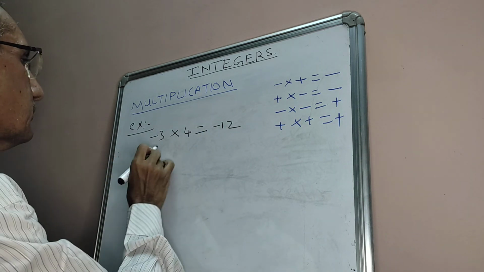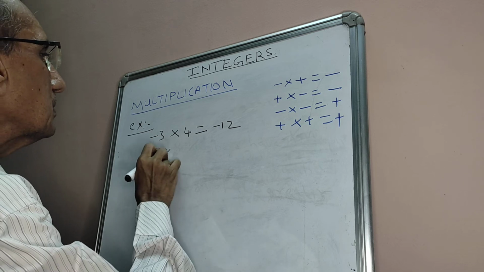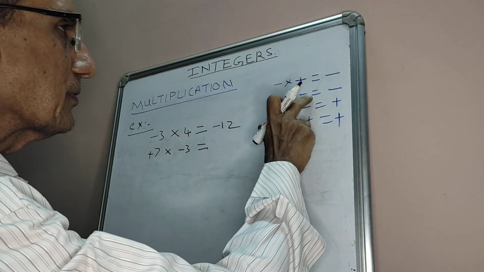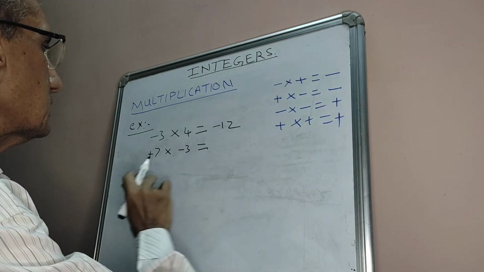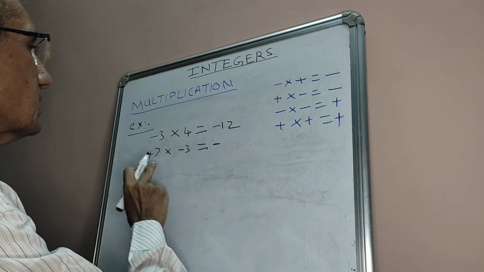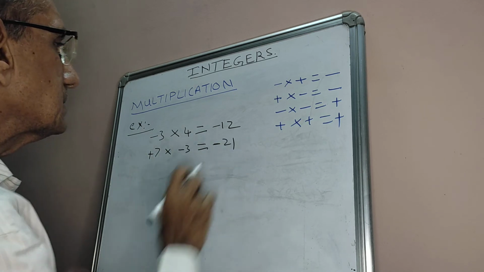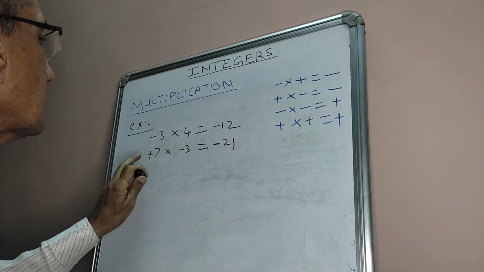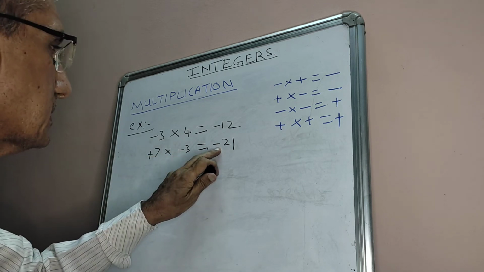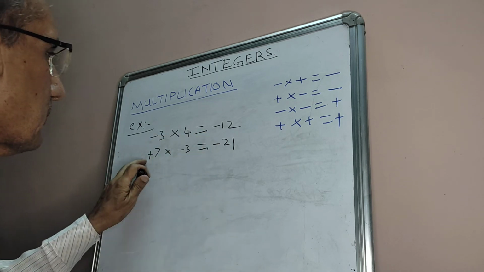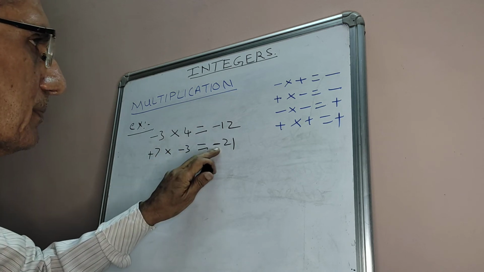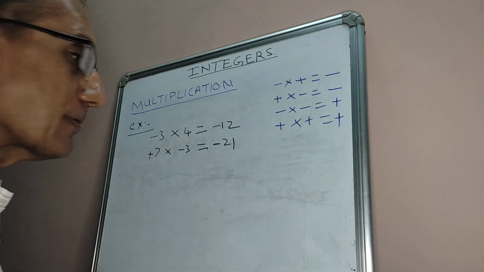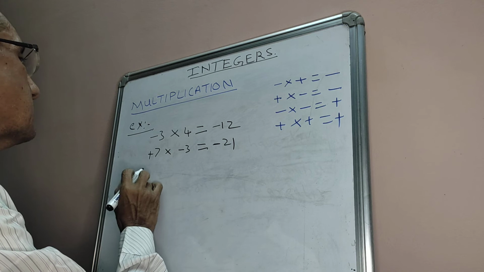I'll give you one more example. 7 into minus 3. So we have plus into minus. What do we get? Minus. So plus into minus is minus. And multiply the numbers: 7 threes are 21. We get 21 over here, but because you have a plus and a minus, the sign will be minus. So when you have different signs, you put the minus sign. But if you have the same signs, you put the plus sign.